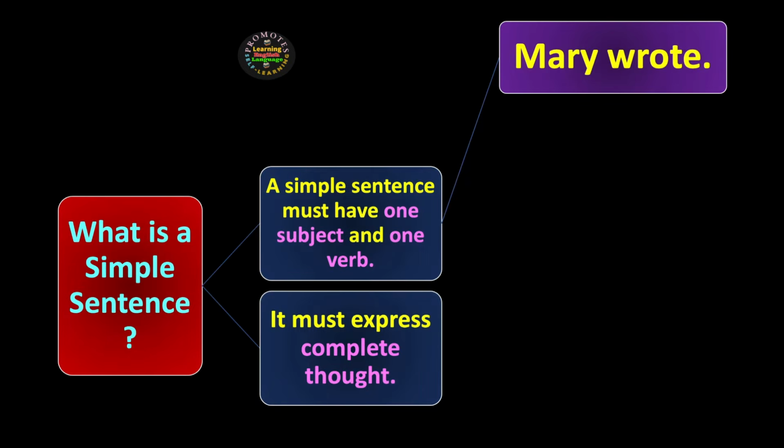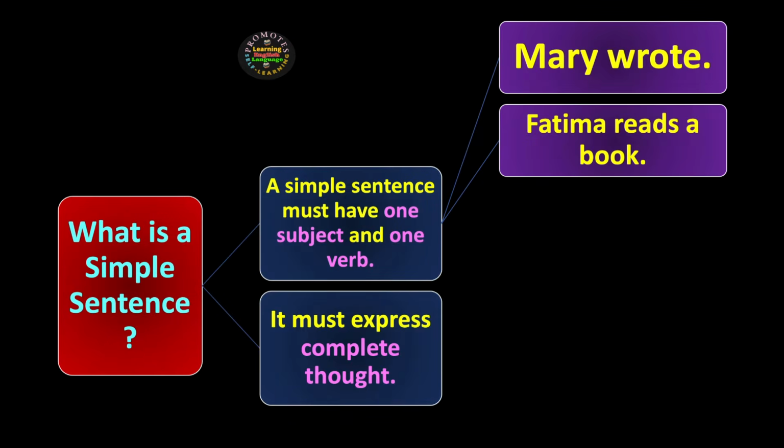Let's have some examples. Mary wrote. This sentence has one subject and one verb. Therefore, this is an example of a simple sentence. We take another example. Fatima reads a book. This sentence has one subject and one verb. After the verb, you may have 1, 2, 3 objects. It doesn't matter. What I mean to say is that a simple sentence at least must have one subject and one verb. And this sentence has one subject and one verb.